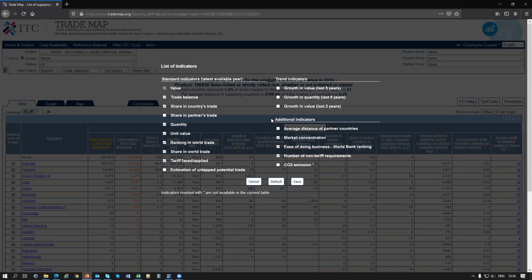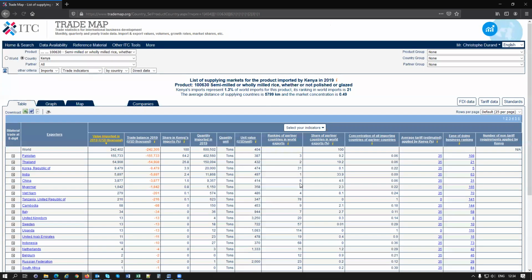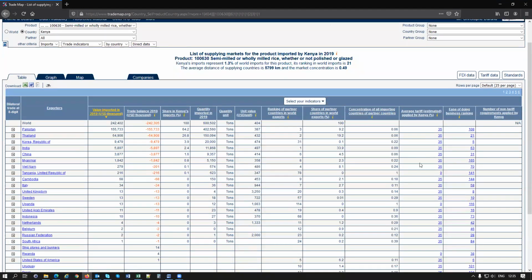Once you have picked and chosen your indicators, you can save, and the table updates automatically. Here we have something that is a bit clearer to analyze what we want. I was mentioning the issues about market access. In particular, this column, the average tariff applied by Kenya, is an important one to look into when it comes to diversifying. We said I could diversify with India, and the tariff that I, as an importer, would face is 35% of the value. If I take the value of the imports and apply a 35% rate, that gives me the amount of the customs duty I will have to pay as an importer.